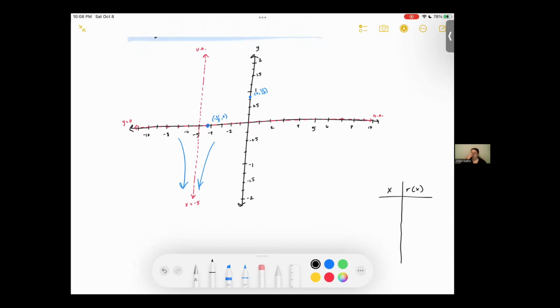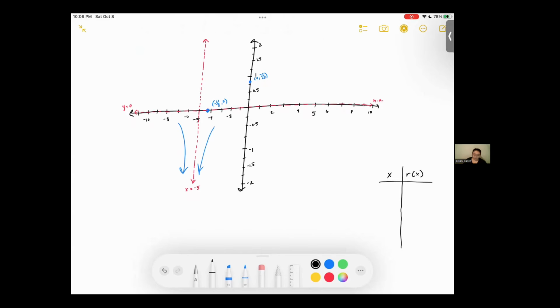So we're going to pick a bunch of values of x, and then we're going to calculate r of x. The values we're going to pick for x, we want a good spread here. We're going to pick -10, -3, -1, 0. Oh, we already have 0. That's the y-intercept, so we don't necessarily need 0. 3, 5, and 10. So those are the range of values that we're going to use here, just to get a really good look at what's going on.